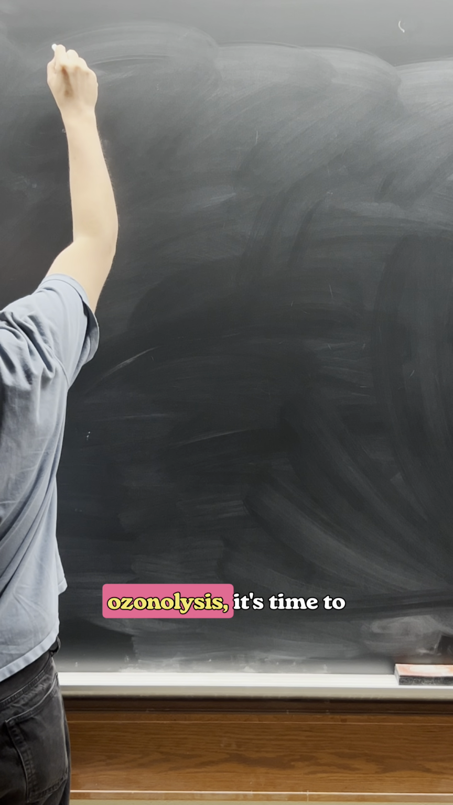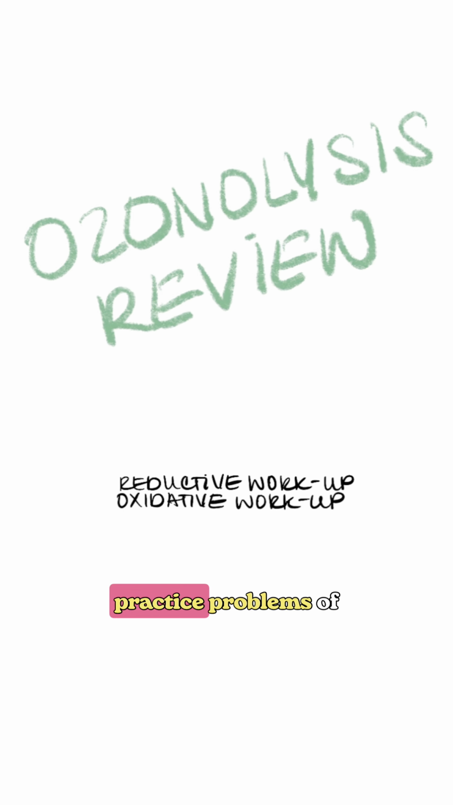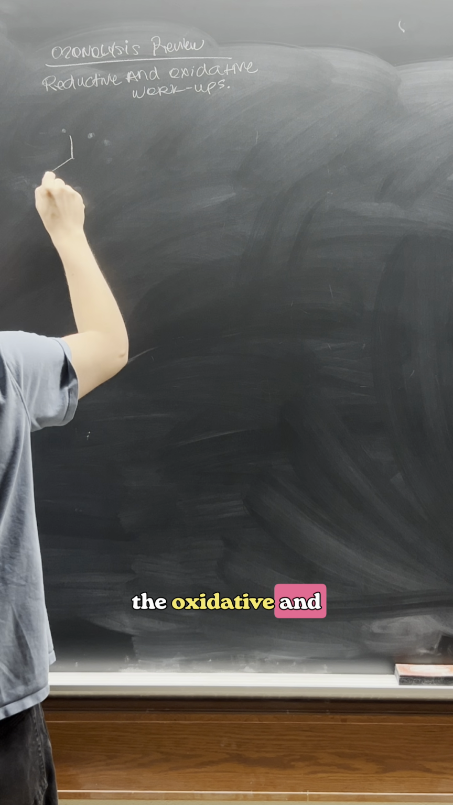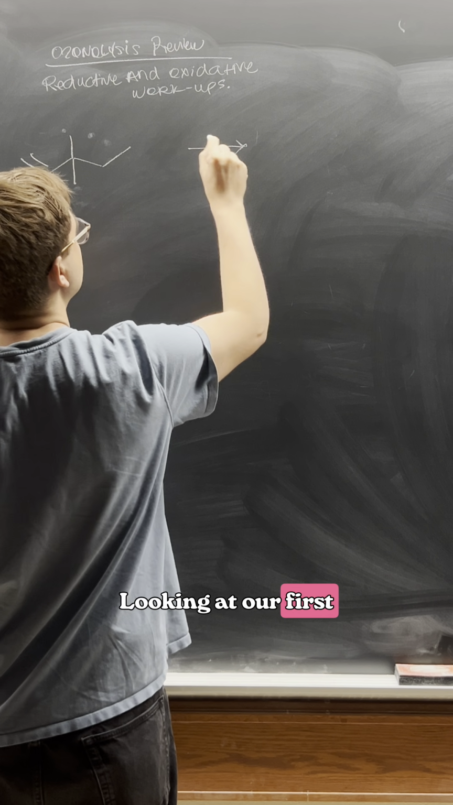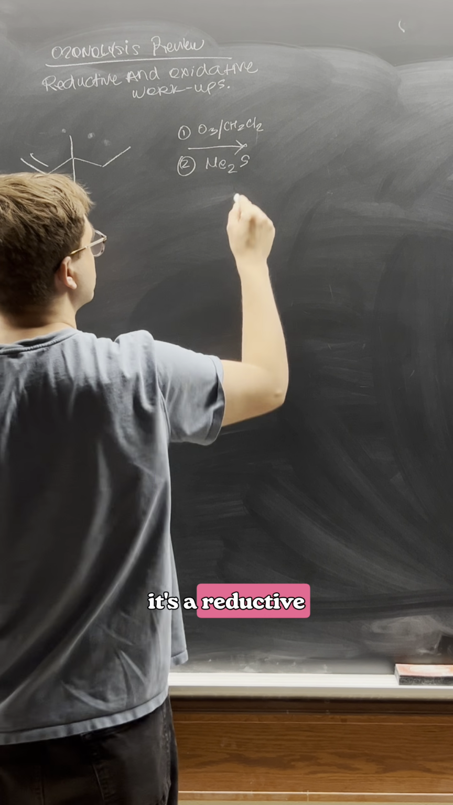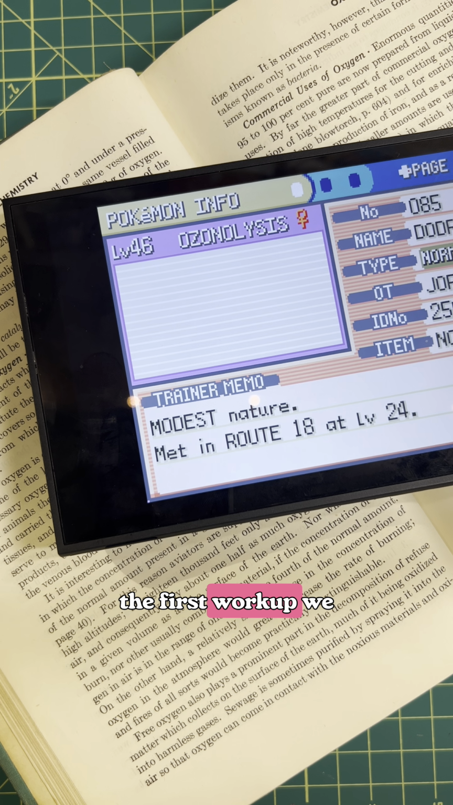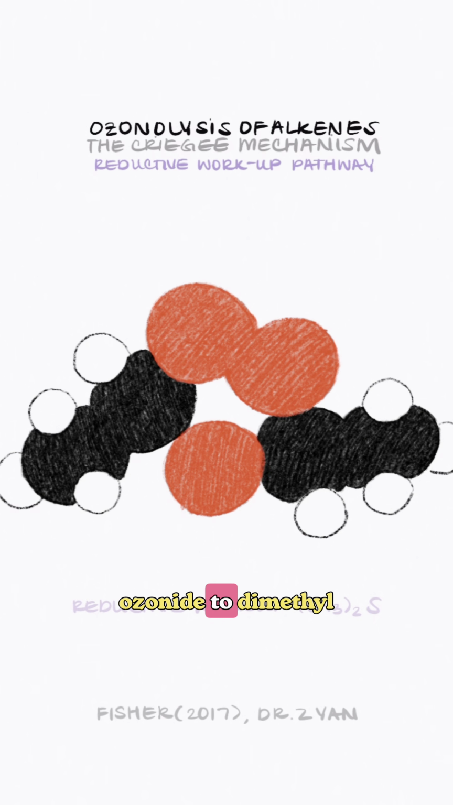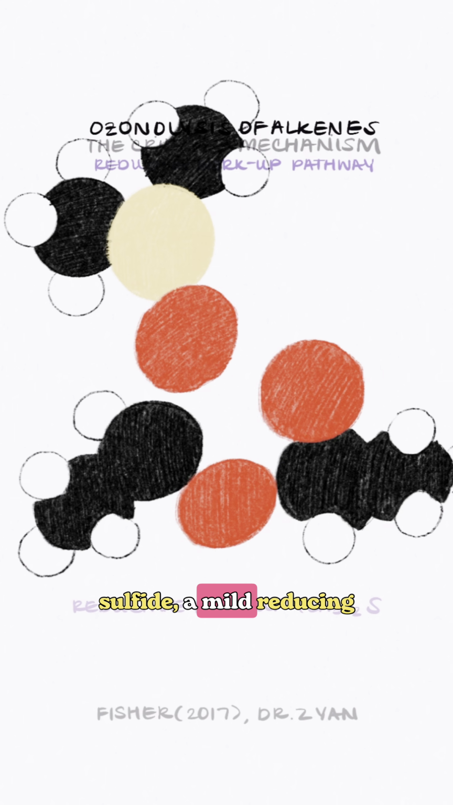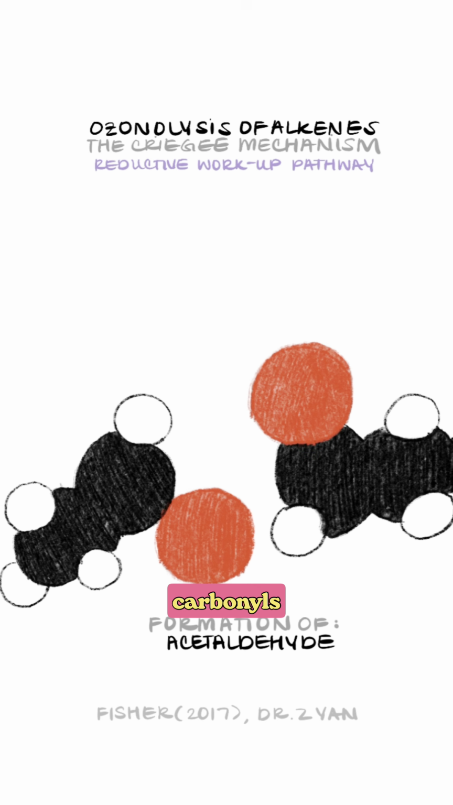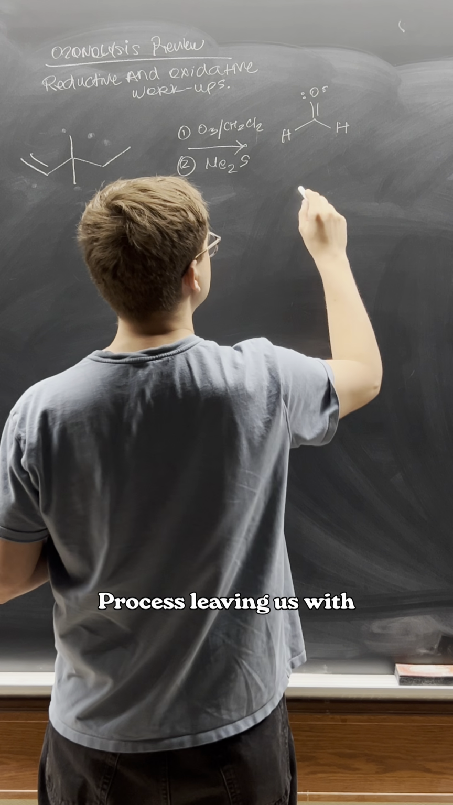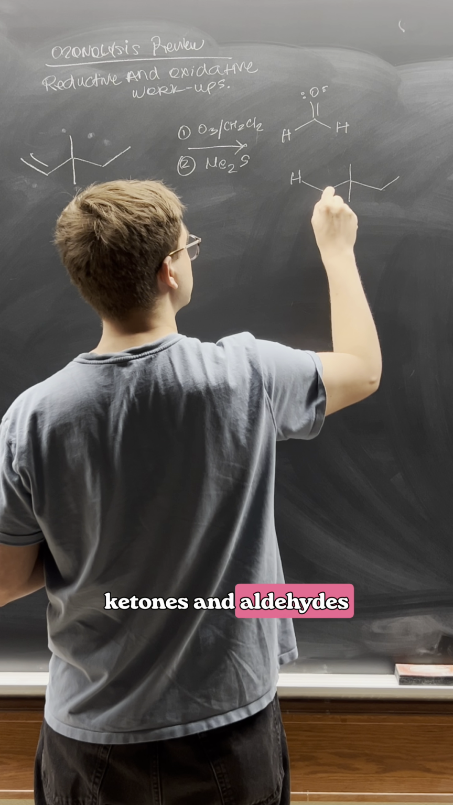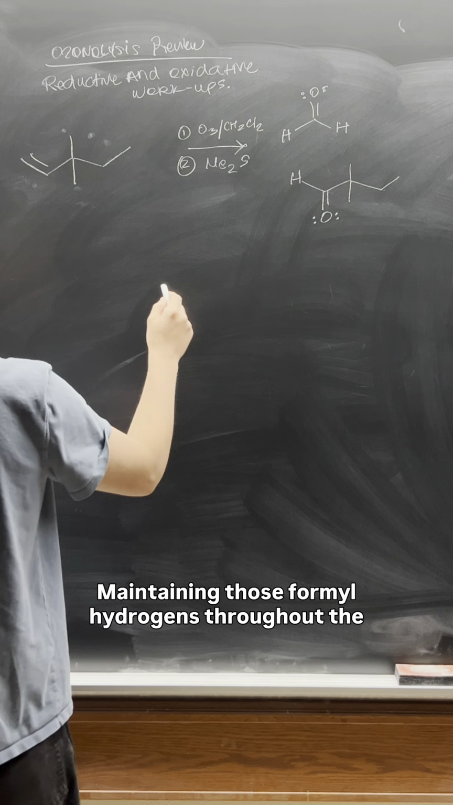Moving forward with ozonolysis, it's time to review and do some practice problems of both the oxidative and reductive workups. Looking at our first problem, we can see that it's a reductive pathway. The first workup we learned of ozonolysis, treating the secondary ozonide to dimethyl sulfide, a mild reducing agent to free our carbonyls. This process leaves us with ketones and aldehydes, maintaining those formal hydrogens throughout the workup.